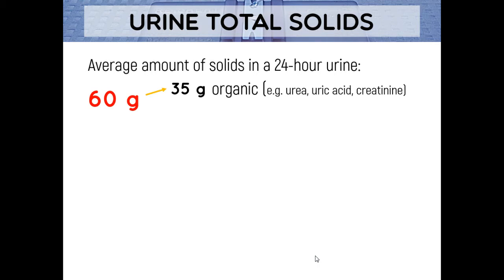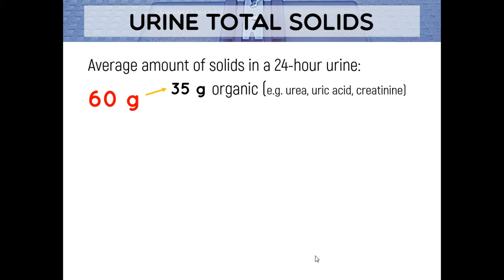The primary organic constituents are of course urea, uric acid, and creatinine. Again, what is considered the primary organic component of urine? That is of course urea. Don't overthink it. Uric acid is the product of purine metabolism, and creatinine is the breakdown of muscle metabolism.